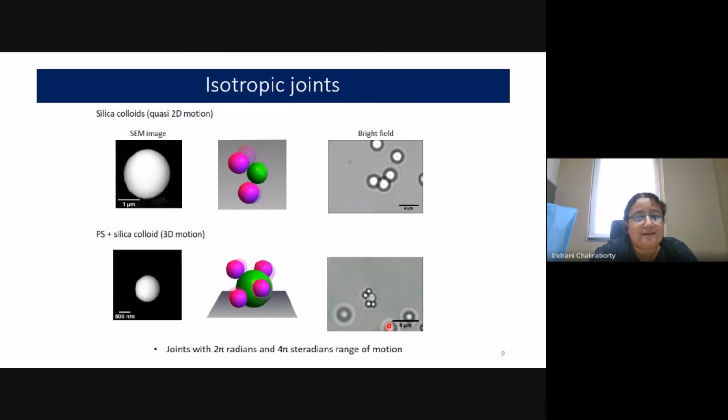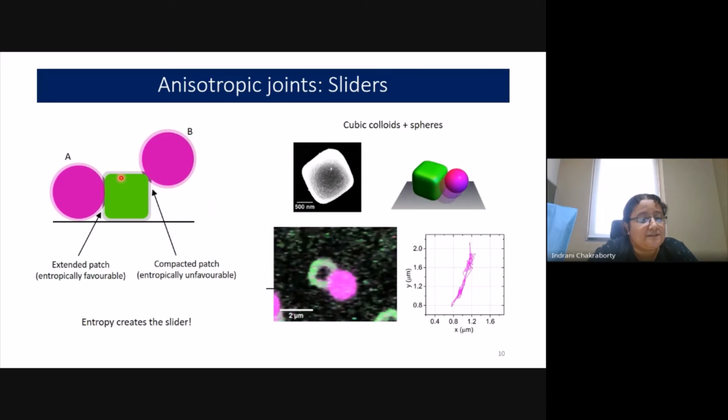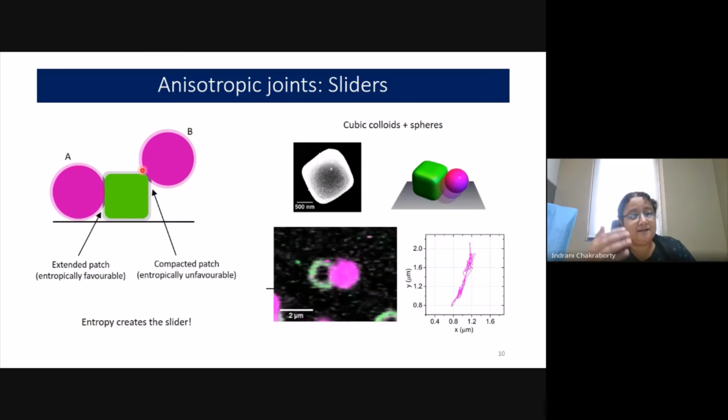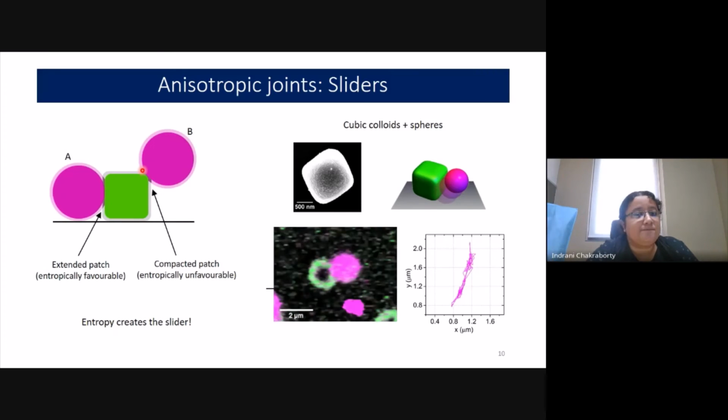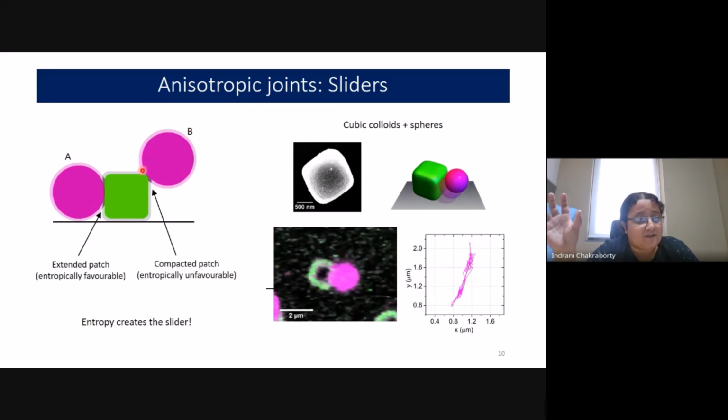We can also create a slider. So say instead of 2 spherical particles, we take a cube and a sphere. Now, as long as this sphere is on one of the faces of the cube, the bond patch area is extended and it is favorable. However, the moment this particle tries to cross one of the corners or edges of the cube, the bond patch area has to be compacted to cross over. And I told you that this reduction of the bond patch area by half of its radius leads to an energy penalty of 1.4 kT per linker. So that in total is going to be a very high energy cost. It's entropically extremely unfavorable, so crossing the corners will not happen.